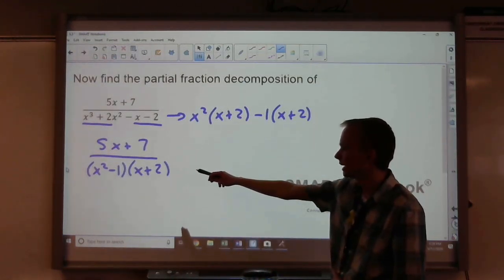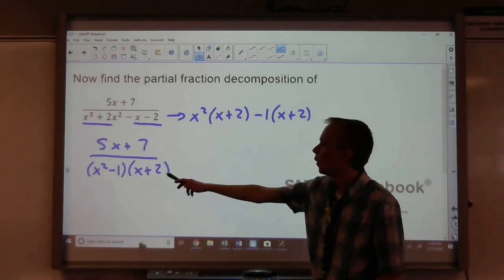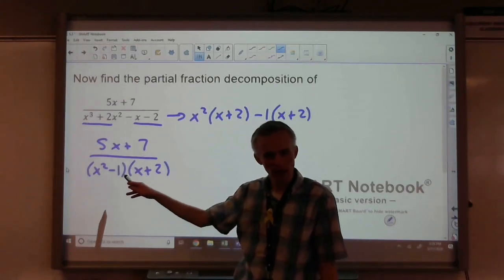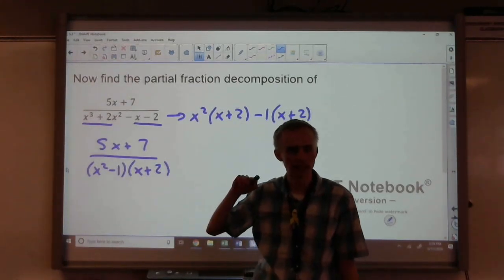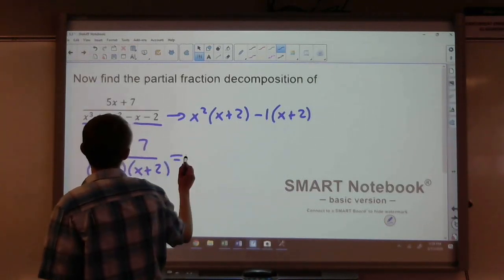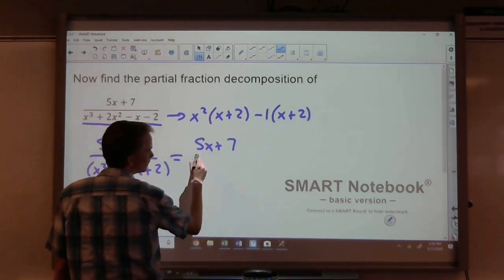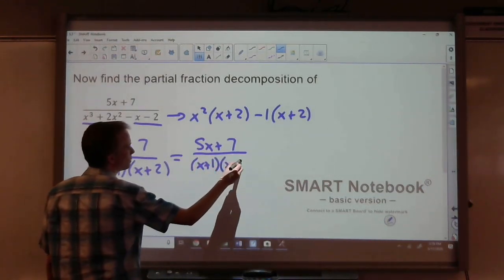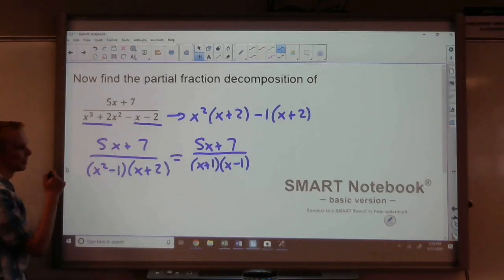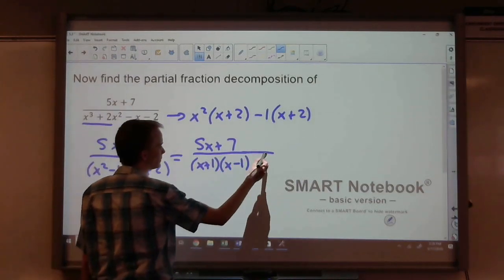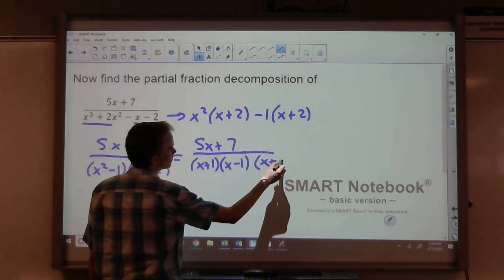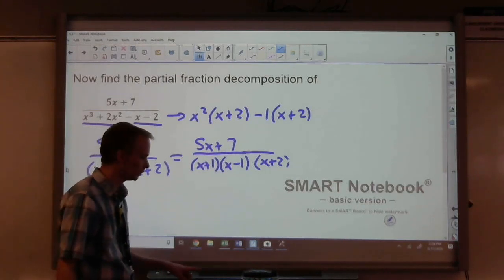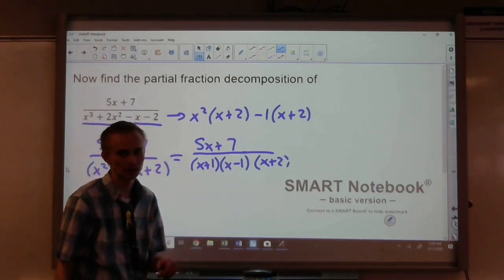And so when you get this set up here, we've factored it a little bit. Can it factor any more? Does this x squared minus 1 factor? Yes, it does. It factors into x plus 1 and x minus 1, right? Something that multiplies to negative 1 and adds to 0. Okay? So once we've factored that all out, we're ready to do our partial fraction decomposition.